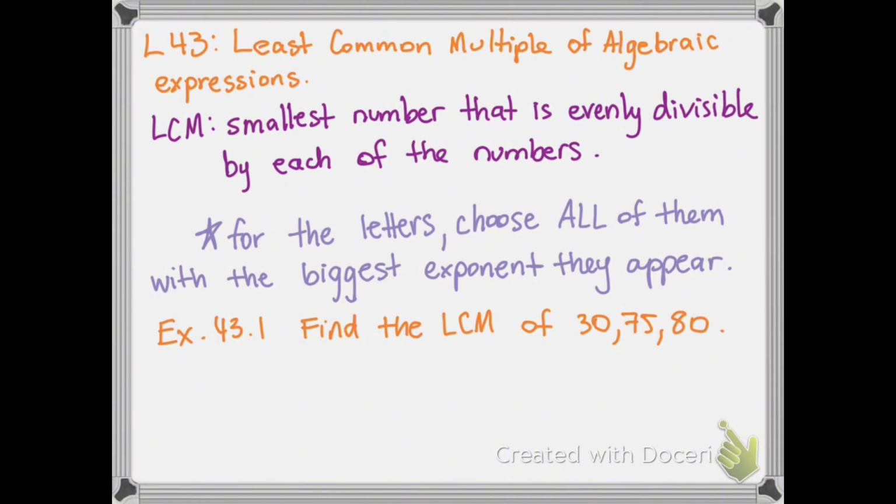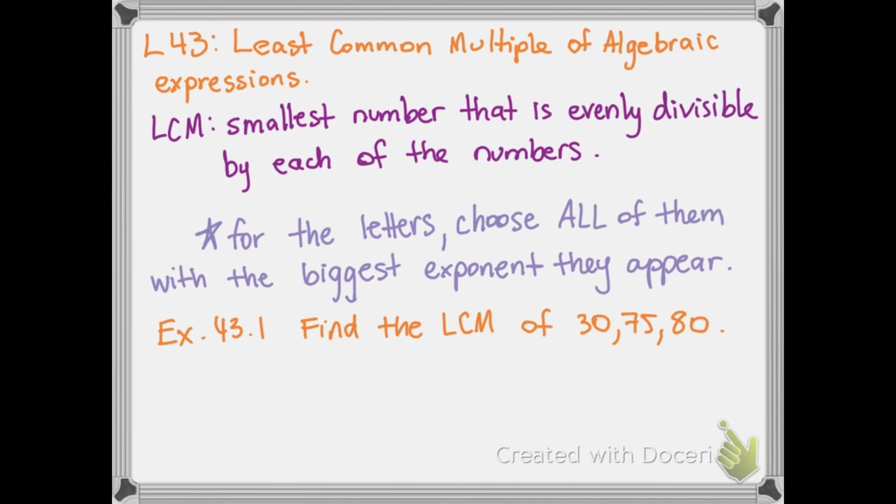Now for the letters, what we're going to do is choose all of the letters with the biggest exponent they appear. This is different than the way that we learn how to get the greatest common factor. Remember, in the greatest common factor, we chose only the common letters and we chose the smallest exponent they appear. In this case, we're going to choose all of the letters with the biggest exponent they appear.